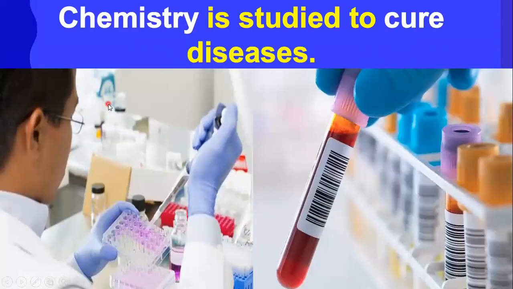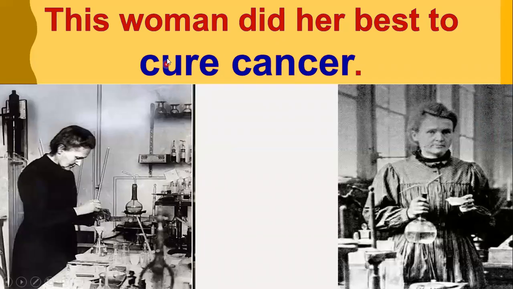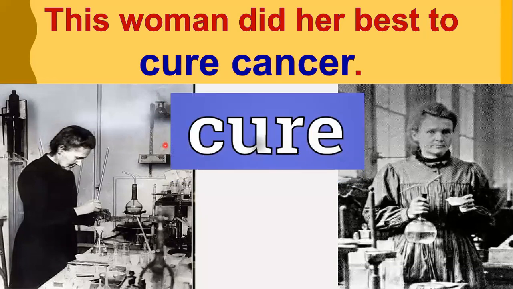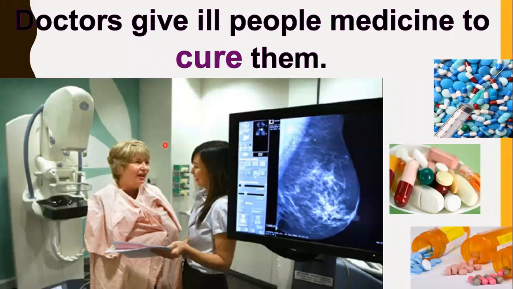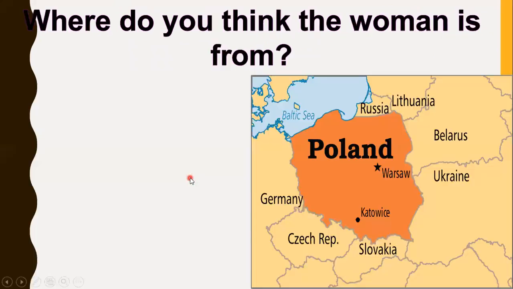So why do people study chemistry? Chemistry is studied to cure diseases. We have here the verb cure. We can use cure as a verb and as a noun too. Cure means treat. Doctors give ill people, sick people, medicine. Why? They take medicine to cure them, to make them perfect, to treat them.